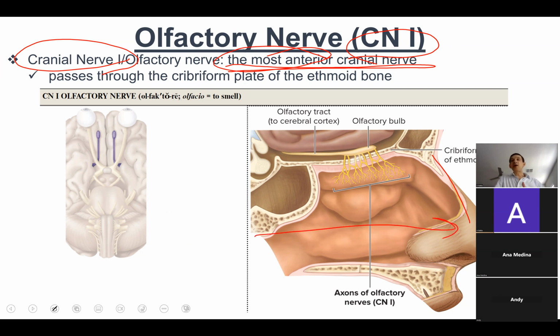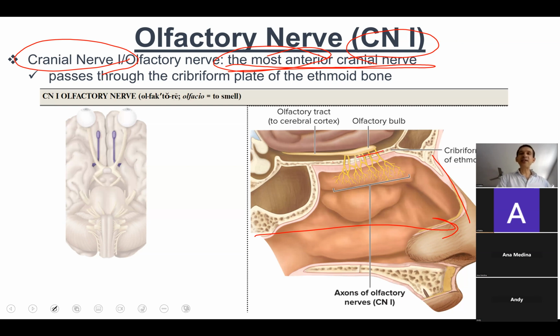Don't forget that we do use the term rostral. Rostral means nostril. Rostrum is the beak of the bird. So we do use this term, anterior or rostral, toward the nose. It's the most rostral, most anterior cranial nerve. It's got its own claim to fame.